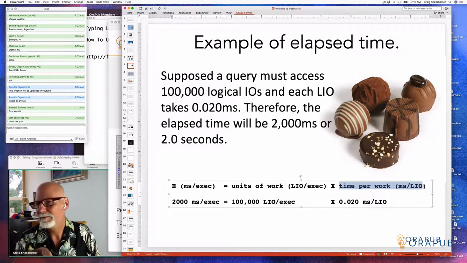So if I want to speed up this query, hey, can you guys see me? Jeff is unable to see me.